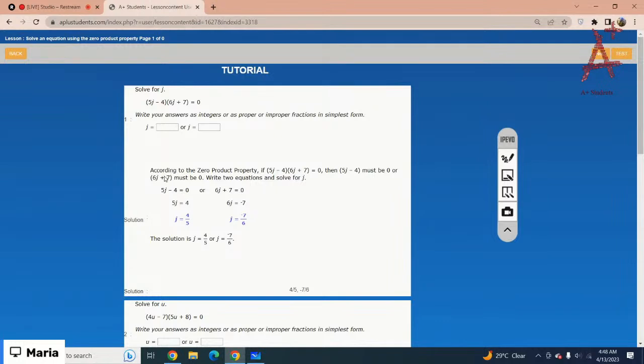Here you have written, according to the zero product property, if 5j minus 4 times 6j plus 7 equals 0, then 5j minus 4 must be 0, or 6j plus 7 must be 0. That means if the product of both is 0, either one of them is 0. Got it? So just equate both the factors with 0 and calculate the value of j. It would be 4 over 5 or negative 7 over 6. In this case, you always have two of the factors. Got it?